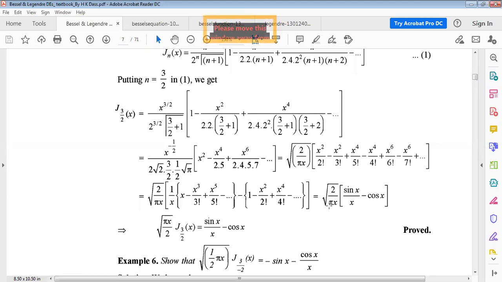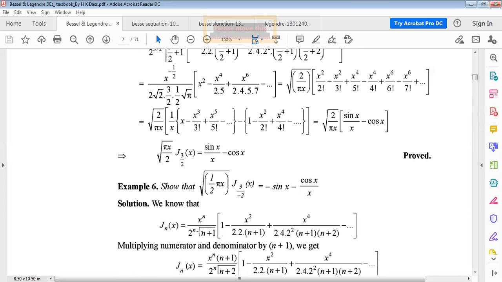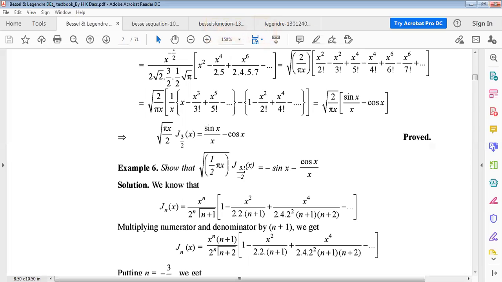Equals root over 2 by pi x; we get this is the sin x by x. This is the sin x series, and this is the cos x series. Understand, everybody? This is the sin x by x, and this is cos x. So z 3 by 2 x equals this. So this is the proof. Similar process, putting z equals minus 3 by 2, you can show this result.